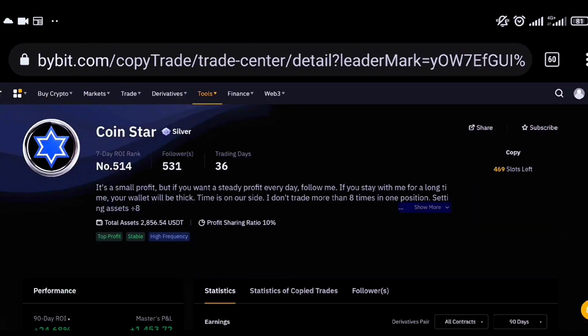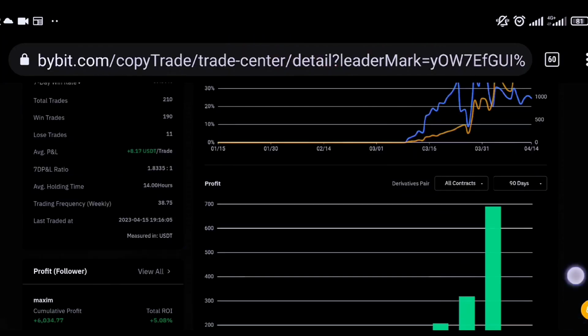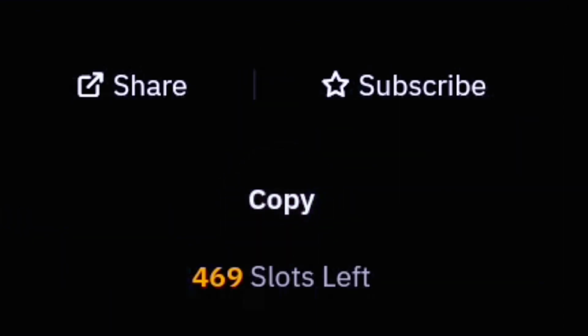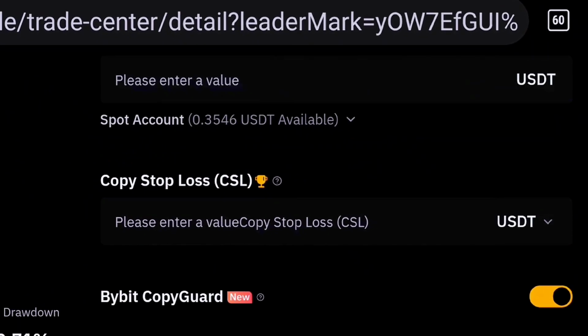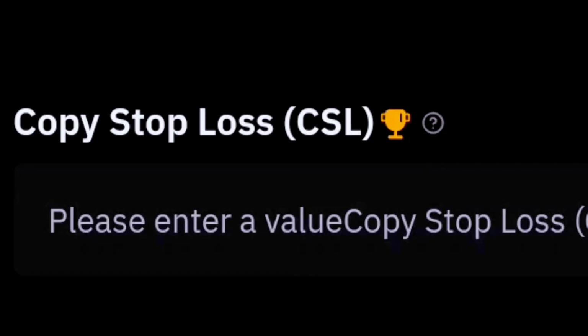Once you're okay with the details of the master trader that you want to trade with, it's now time to go and copy his strategy. So you need to just click the copy icon. Then you will have some details here to enter the amount of USDT that you want to invest with this master trader. You also have the copy stop loss.